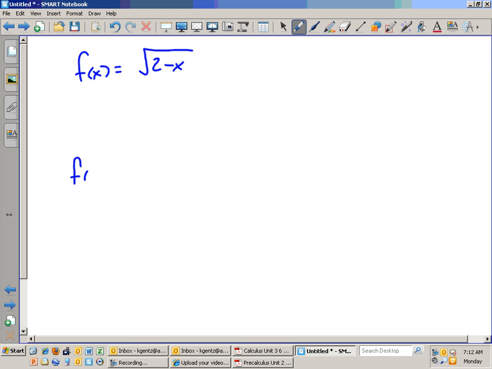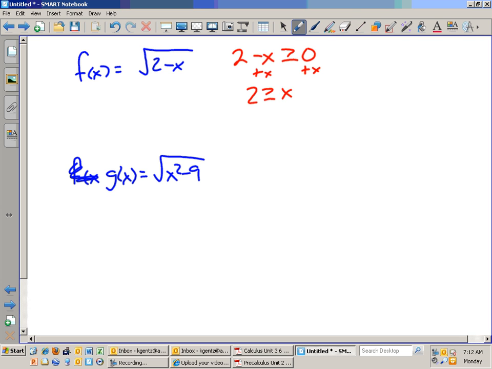And we got g of x is the square root of 2 minus x. Well, we know we can't take the square root of negative numbers. So therefore, 2 minus x must be greater than or equal to 0. When we solve for that, we add x to both sides. 2 is greater than or equal to x, or x is less than or equal to 2.